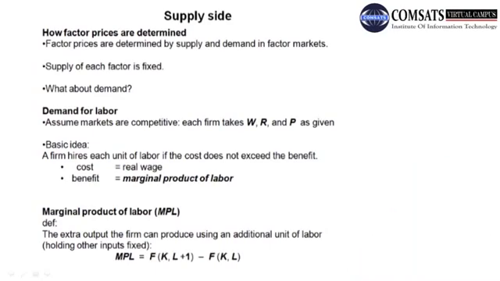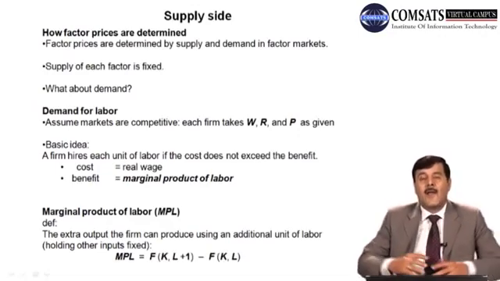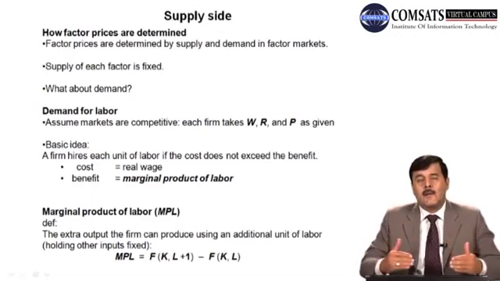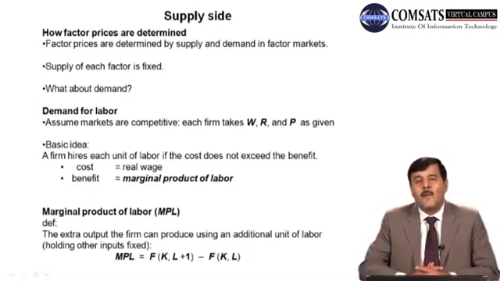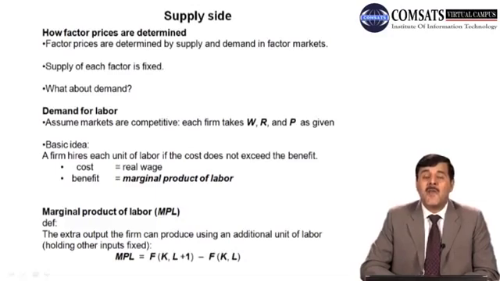So the basic idea behind this assumption is that a firm hires each unit of labor if the cost does not exceed the benefit. So the firm will continue to hire labor up to the point where the marginal product of labor is equal to the wage rate. The price should be equal to the cost of the labor, right? So we can say that cost is equal to real wage, and benefit is equal to marginal product. So the firms will continue to hire labor till the point where wage will be equal to the marginal product of labor. This is how we can determine the demand for labor.